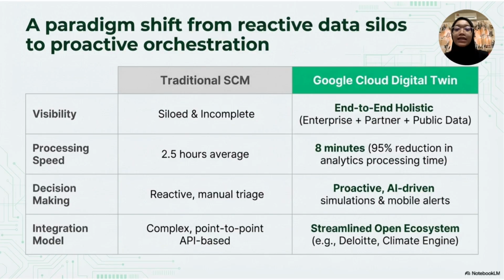Next, this slide shows the shift from traditional supply chain management to a more advanced approach. Previously, systems were siloed, slow, and also reactive. With digital twin, visibility becomes end-to-end, covering enterprise, partner, and public data. So, processing time is reduced significantly from hours to minutes, enabling faster insight. Most importantly, decision making shifts from manual reactions to proactive and AI-driven action supported by real-time alerts.